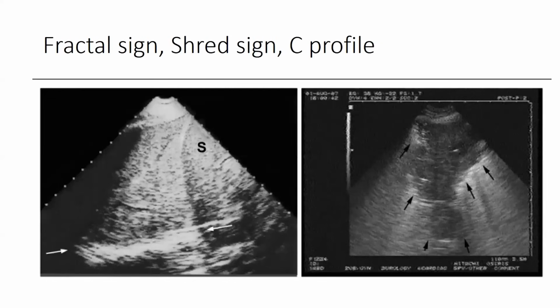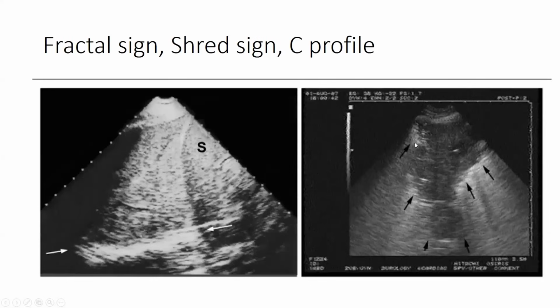Moving on to the next sign, the fractal sign or the shred sign or C profile. This kind of picture is seen in cases of lung consolidation, pneumonia. When the lung is consolidated, there is no air going inside and the lung becomes almost solid-like. Over here you can see the spleen, and the lung has a density as good as that of the spleen because there is no air here, it is filled with secretion. This is known as the tissue-like sign when the entire lobe is involved with pneumonia.